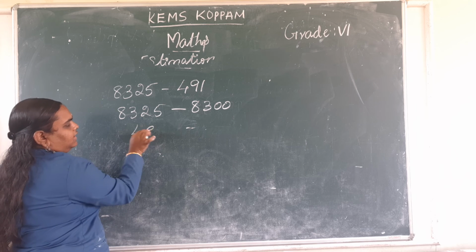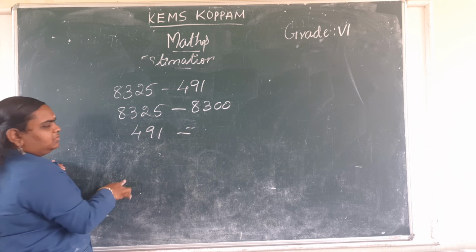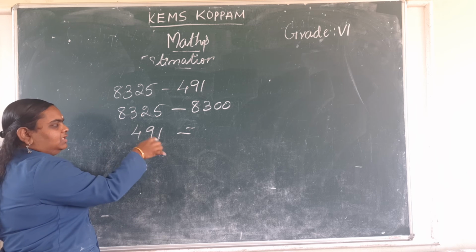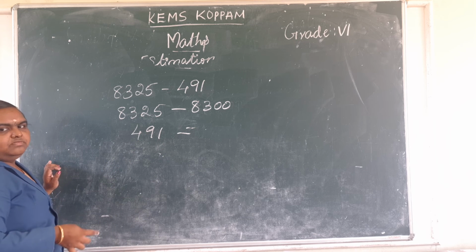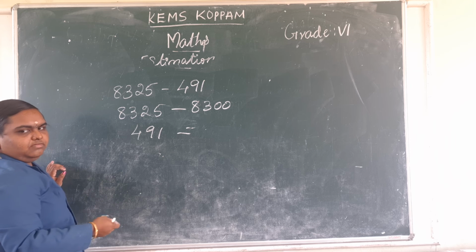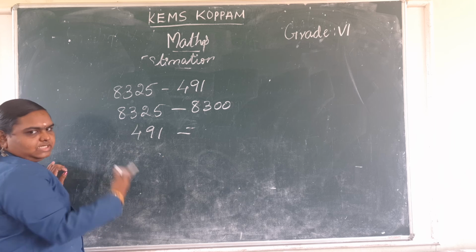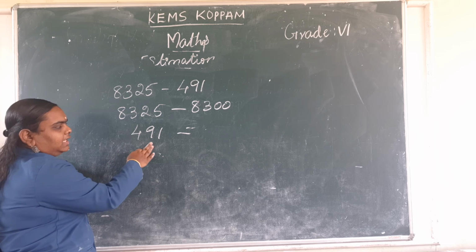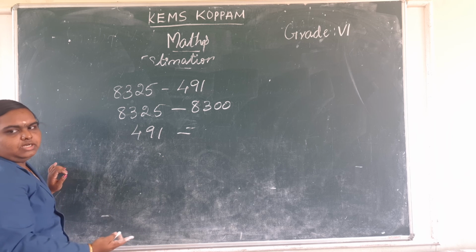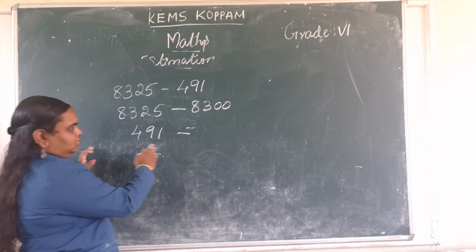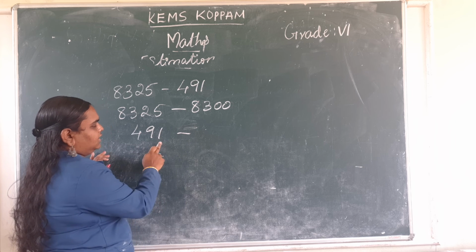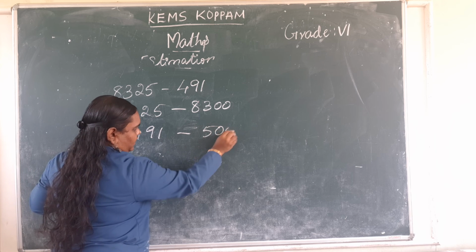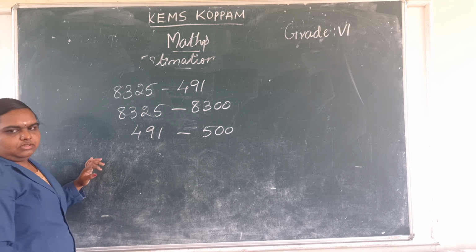Next one, 491. This is in between 400 and 500. So 491 is above the mid value. What is the mid value? That is the middle value. 450 is the middle value, isn't it? So 491 is above 450, so the estimation is 500. Okay.